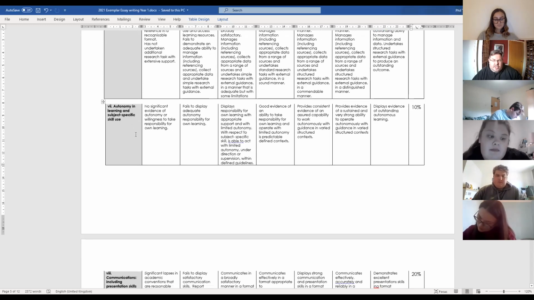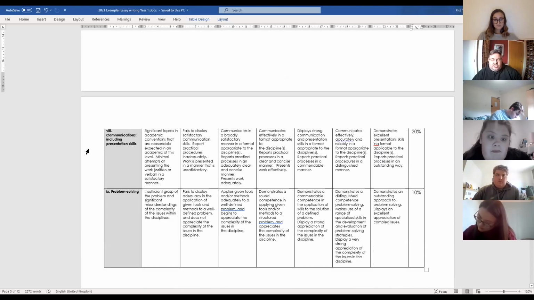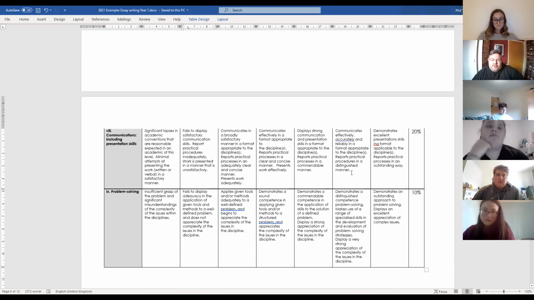20% is on your written style, communication, and also does it look good on the page, but mostly about the actual words you're using. Okay.